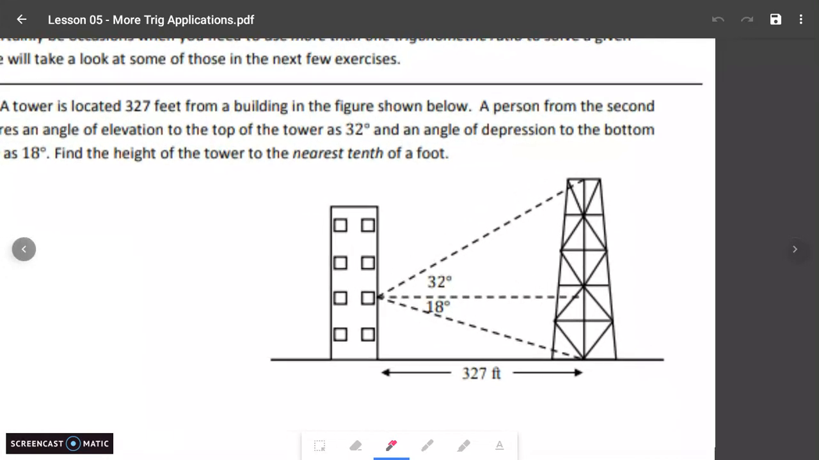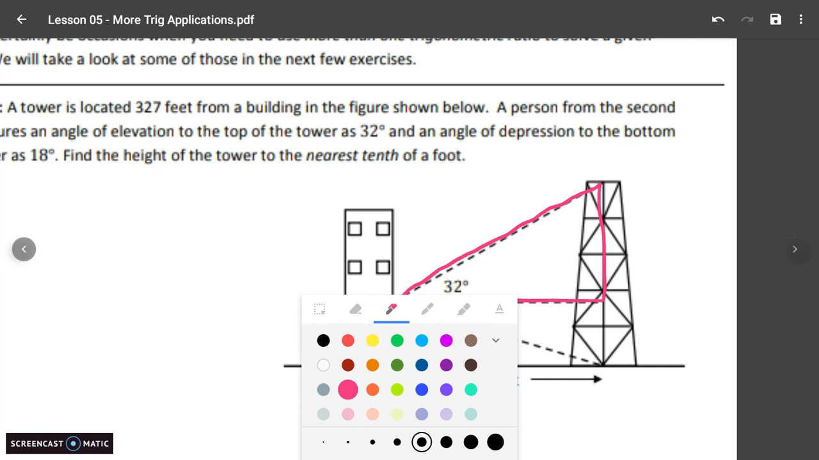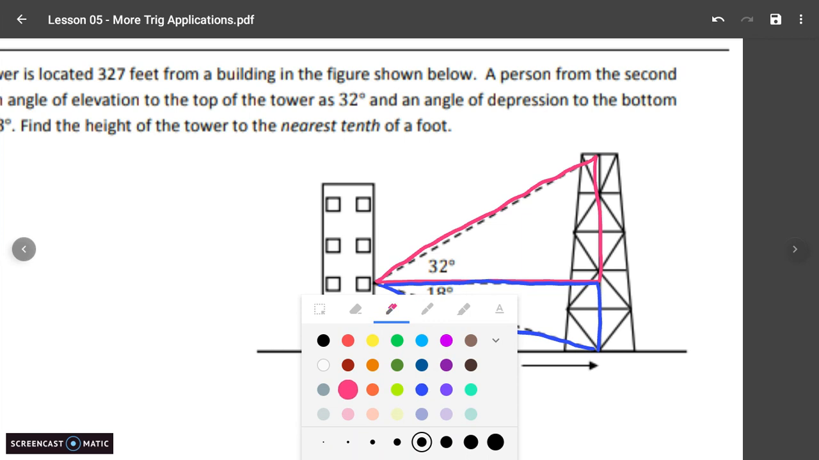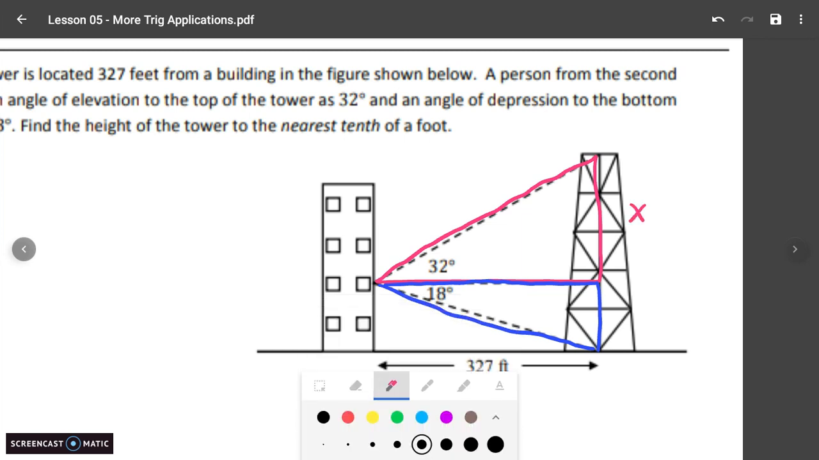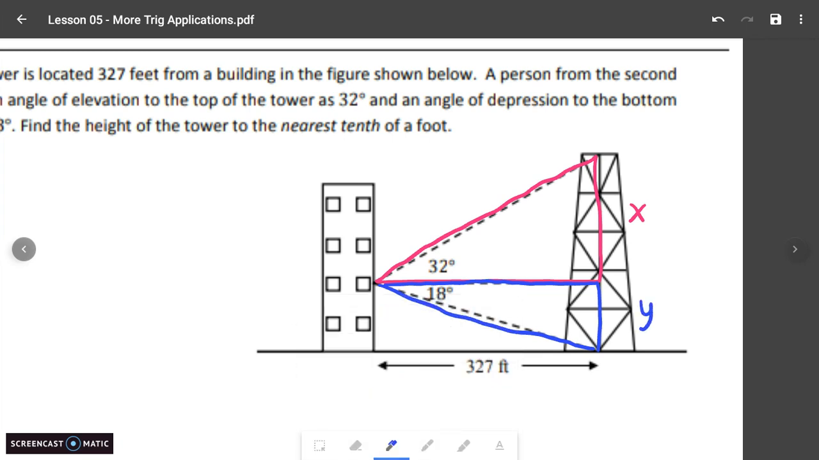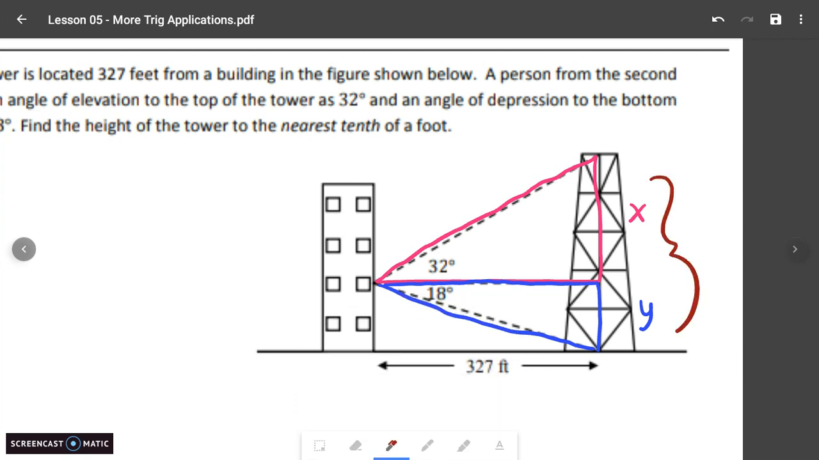So what we have to recognize here is we need a right triangle. So we have a right triangle here, and we have a right triangle here. So in this case, I'm going to have to find this piece x, and I'm going to have to find this piece y. And once I find the two pieces, we can get the whole thing by adding them together.